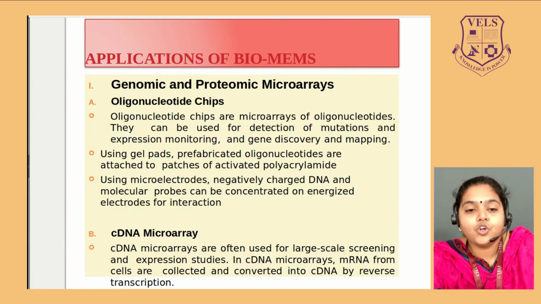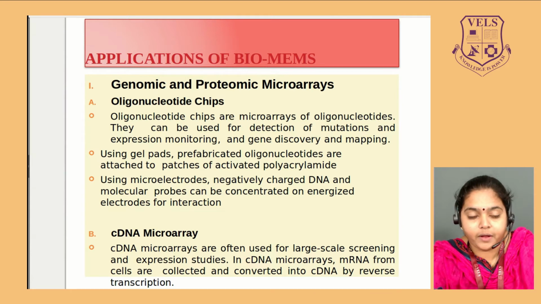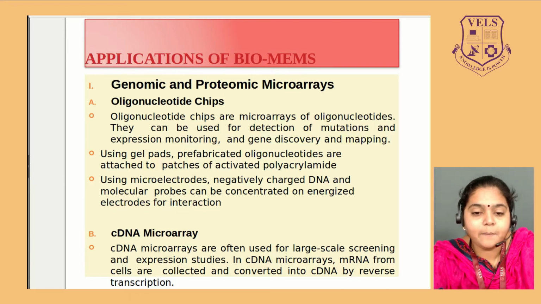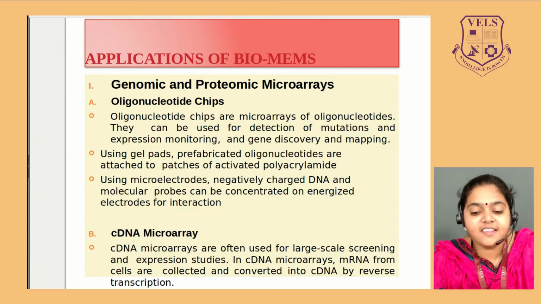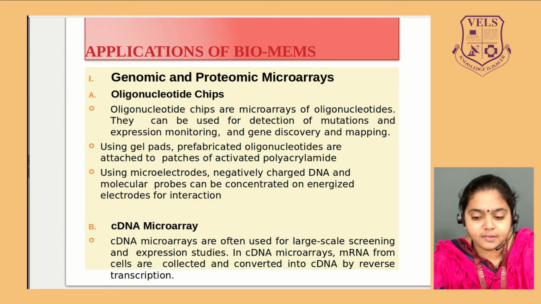First is the genomic and proteomic microarrays. Oligonucleotide chips are microarrays of oligonucleotides. They can be used for detection of mutations and expression monitoring and gene discovery and mapping. Next is the cDNA microarray. cDNA microarrays are often used for large-scale screening and expression studies.